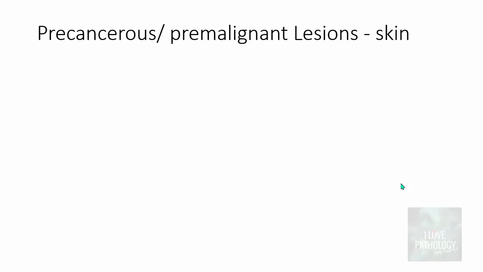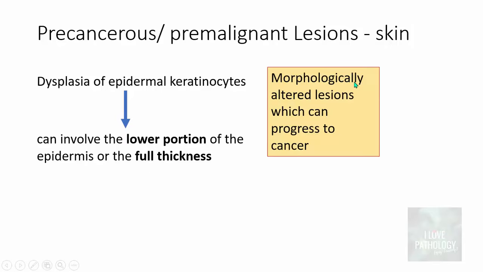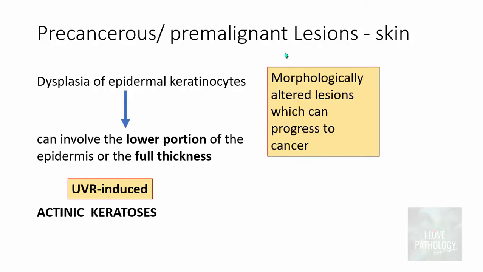Before I talk about squamous cell carcinoma, let's see what the precancerous or pre-malignant lesions of skin are. These are basically because of the presence of dysplasia in the epidermal keratinocytes, which can involve the lower portion of the epidermis or the full thickness. Morphologically these are altered lesions which can progress to cancer, and that's the reason why they are called precancerous or pre-malignant lesions. Now these are most often UV ray induced, for example actinic keratosis and Bowen's disease, the most important pre-malignant lesions of the skin.